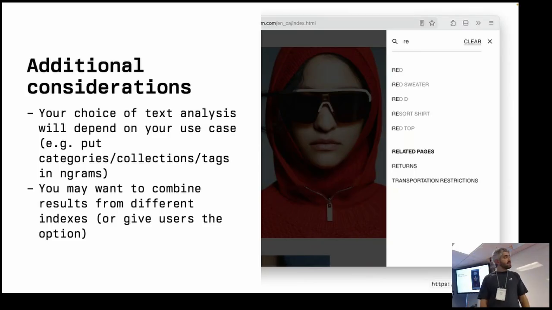So yeah, some additional considerations. Your choice of text analysis will depend on your use case. For example, if people are searching for categories, collections, tags, those are going to be very short strings. You can maybe put those on n-grams. You also don't necessarily need to put everything into one index. Here's an example from H&M. I have related pages, like if I typed RE, there's returns, but I'm also being suggested product suggestions, and those might be 2 different indexes that you query at the same time, and you'll get different results. But depending on your use case, that might be the right approach.